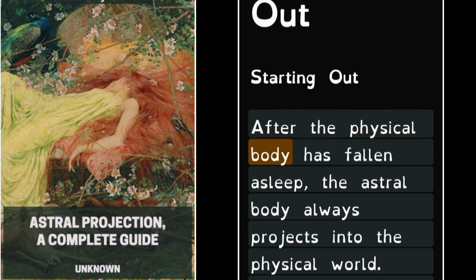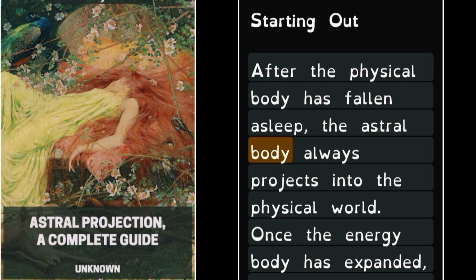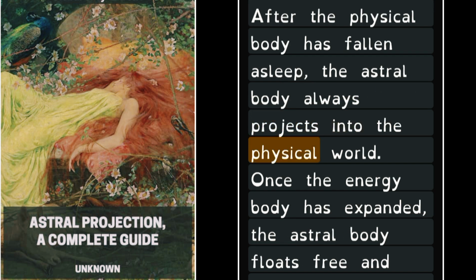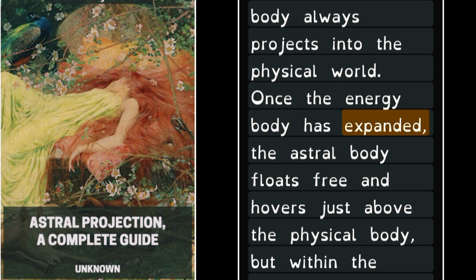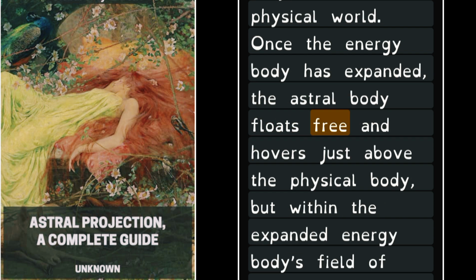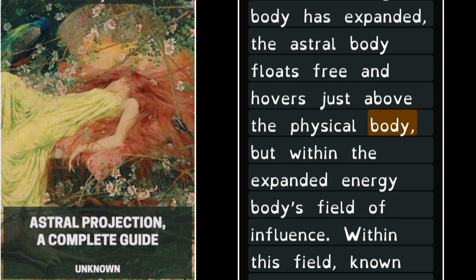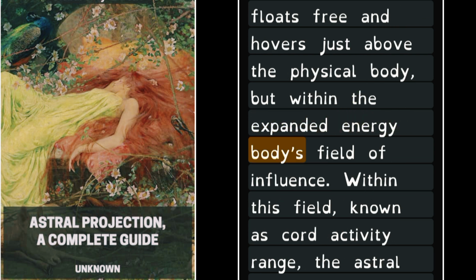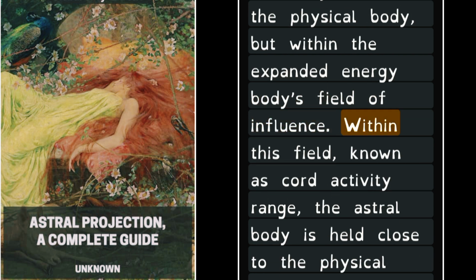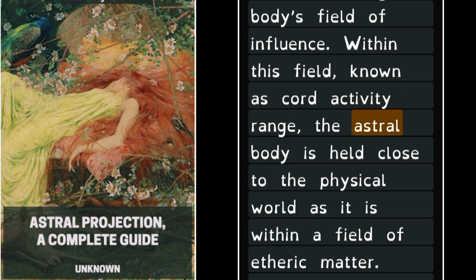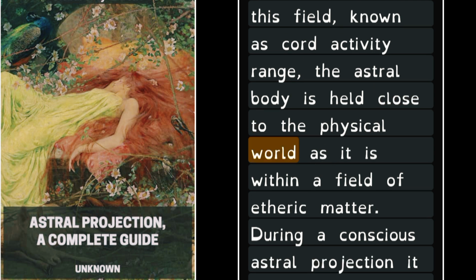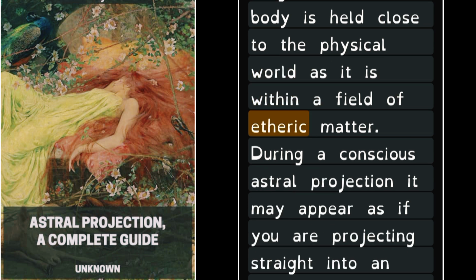2. Starting out. After the physical body has fallen asleep, the astral body always projects into the physical world. Once the energy body has expanded, the astral body floats free and hovers just above the physical body, but within the expanded energy body's field of influence. Within this field, known as cord activity range, the astral body is held close to the physical world, as it is within a field of etheric matter.